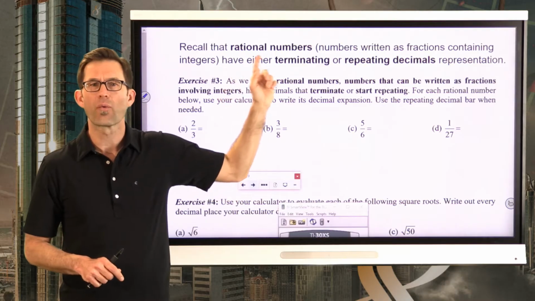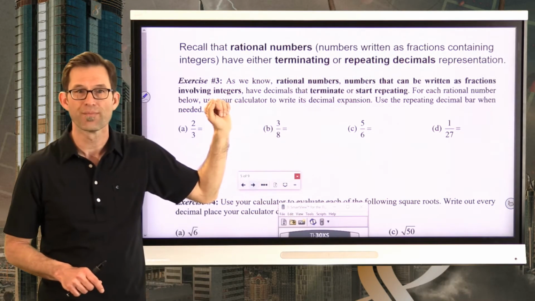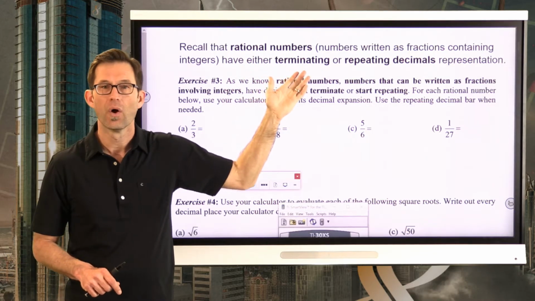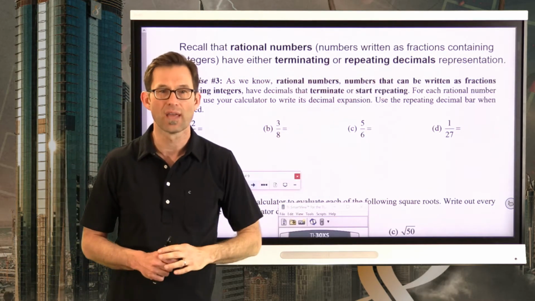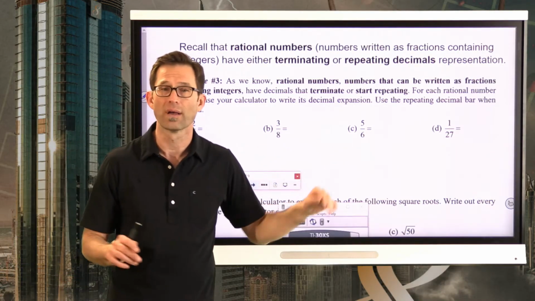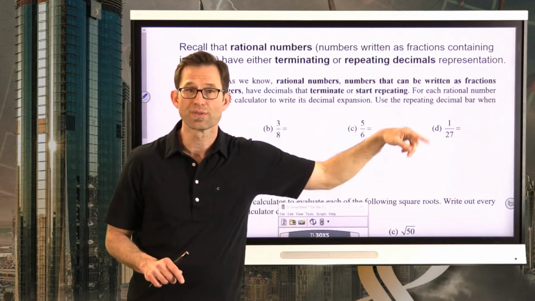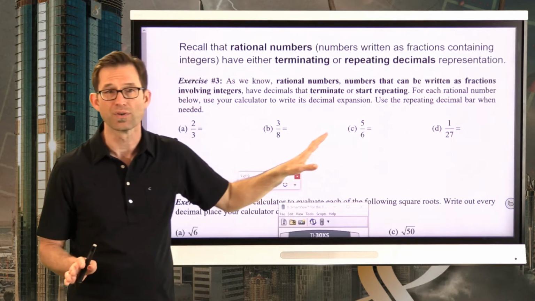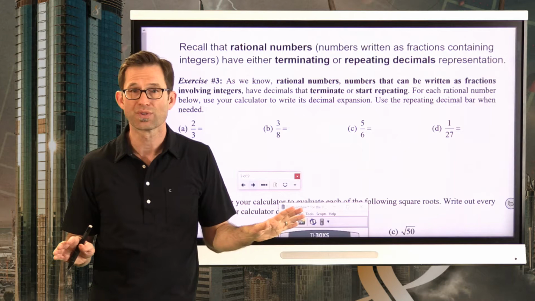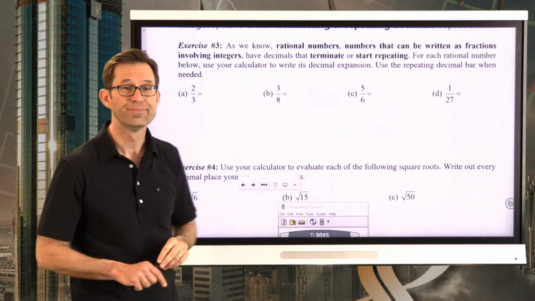Recall first that rational numbers, numbers written as fractions containing integers, have either terminating or repeating decimal representations. So any number that you can write as a fraction, negative or positive, where the numerator and denominator are both integers, those are called rational numbers. So let's just take a look at exercise number 3.